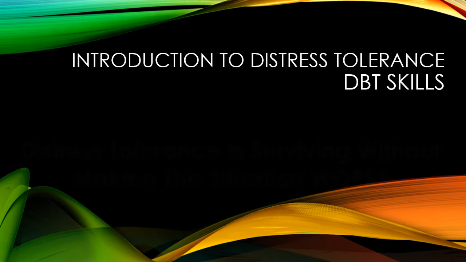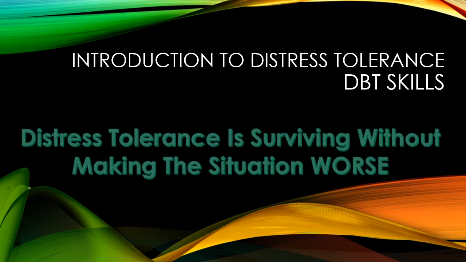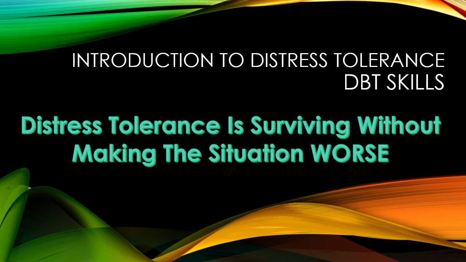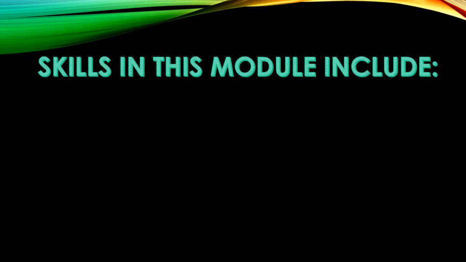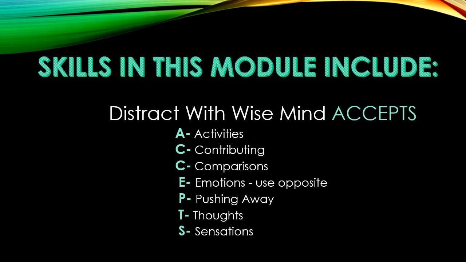What is distress tolerance? Distress tolerance is surviving without making the situation worse. Skills provided in this module include distracting with wise mind accepts. Each letter in the word accepts brings forth a wise mind skill which can be used to distract. A for activities, C for contributing, C for comparisons, E for emotions, use opposite, P for pushing away, T for thoughts, S for sensations.